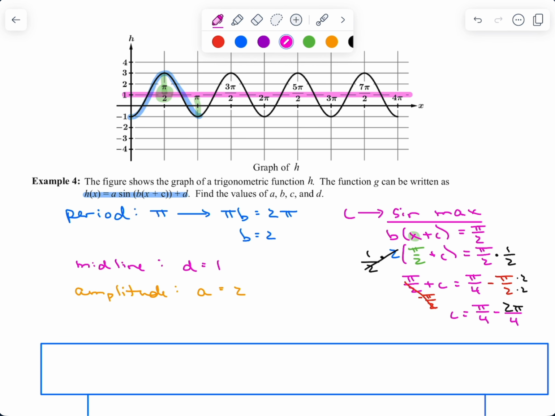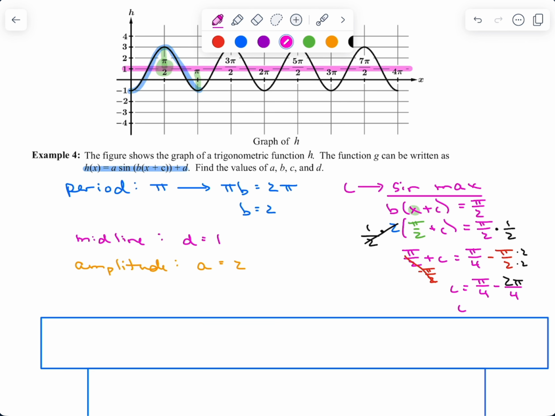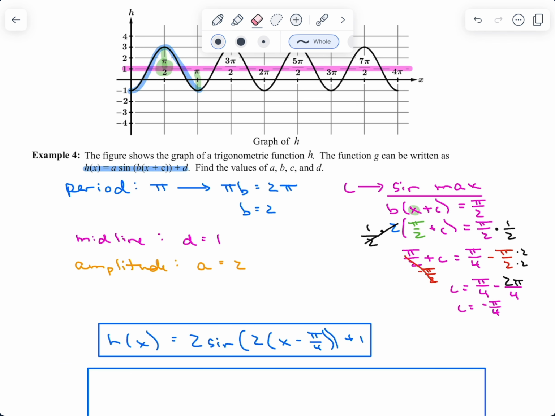Now when I subtract with my common denominators, pi over 4 minus 2 pi over 4 is just negative pi over 4. And that would be my phase shift. So I actually needed to shift it minus pi over 4, which means it would be to the right pi over 4. But in my equation, I'm still going to write the negative pi over 4 because I'm algebraically finding that value for c. So I actually had to move it to the right pi over 4 because it's the opposite. So that would be my final equation.